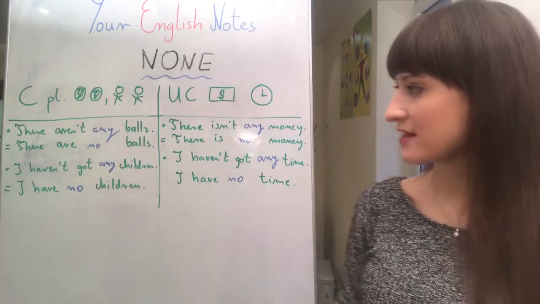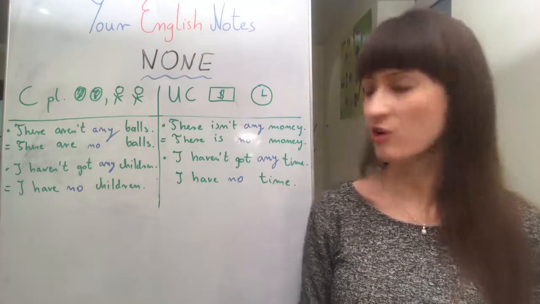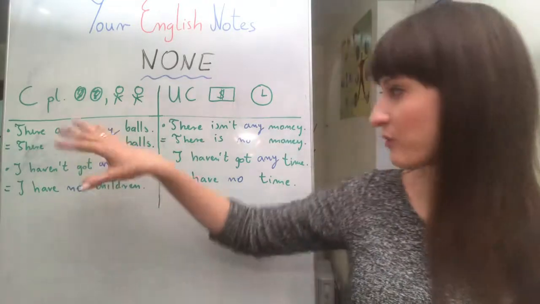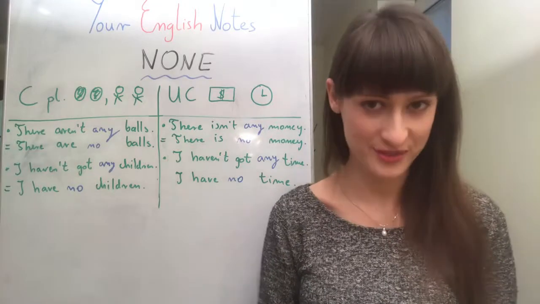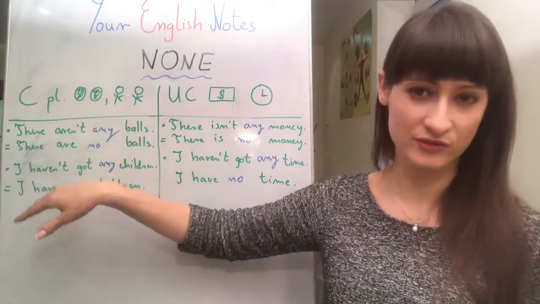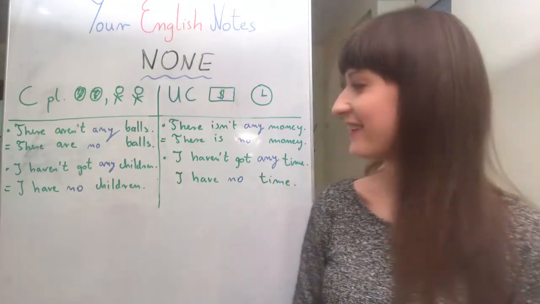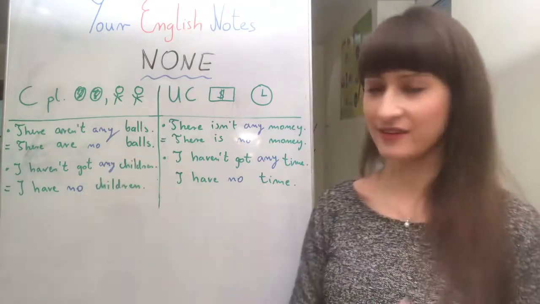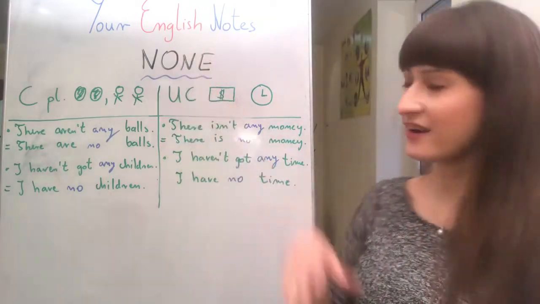When someone asks us a question, for example, how much money have you got? How much time have you got? Or are there any balls in the gym? Or how many balls are there in the gym? You don't have to reply in a full sentence. For example, how many children have you got? You don't have to say, I haven't got any children, or I have no children. But when you say only no or only any, it's not correct. In this case you can use none.